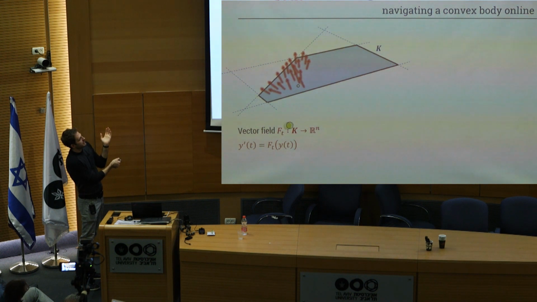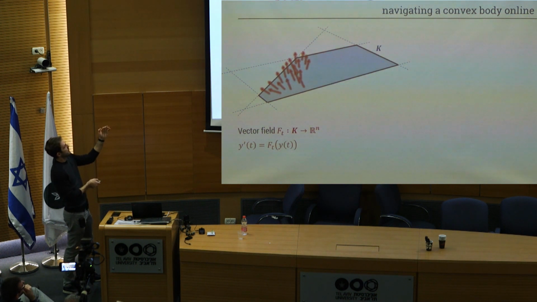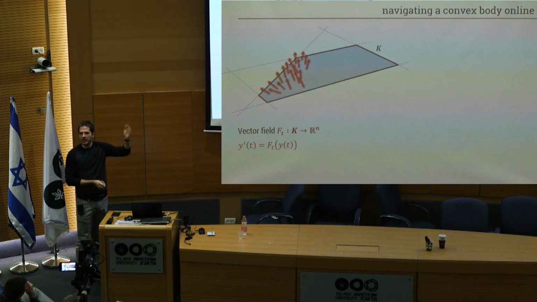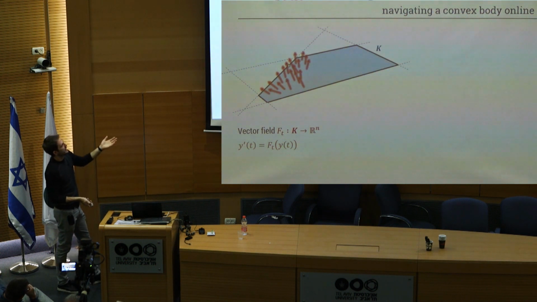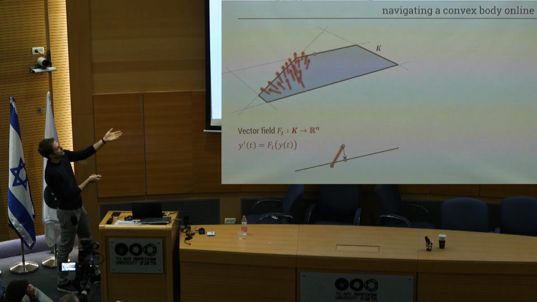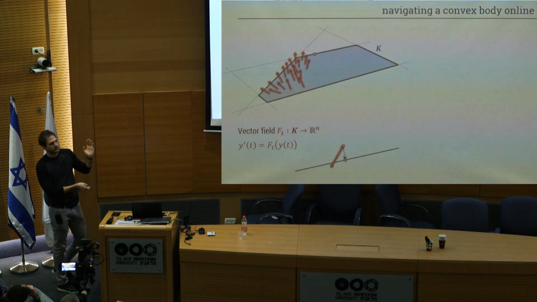And there are natural dynamics given this vector field, which is just to flow along this vector field. So I get this vector field, and I move according to it. And then a problem comes when I hit the boundary of the convex body. If the vector field points outside the body, but I need to stay inside the body, then I have to do something different. Okay, but it makes sense what we're going to do. The natural dynamics are to flow along the vector field and then just project back to the body.